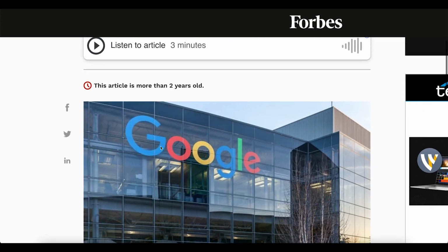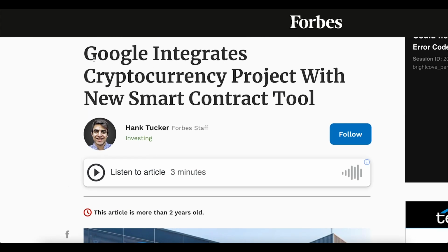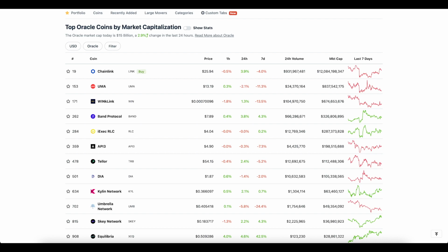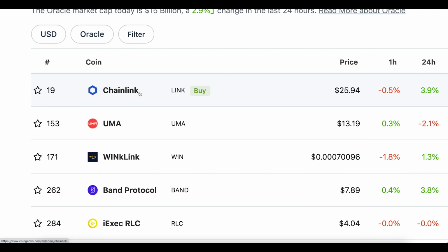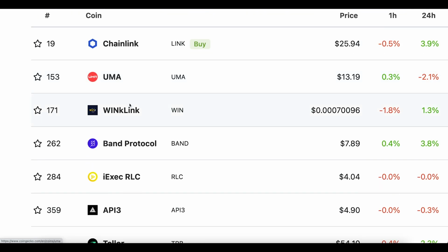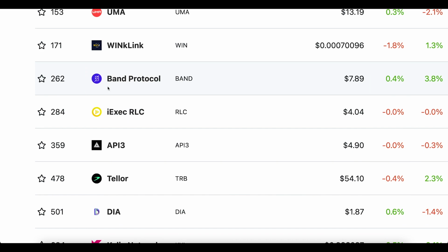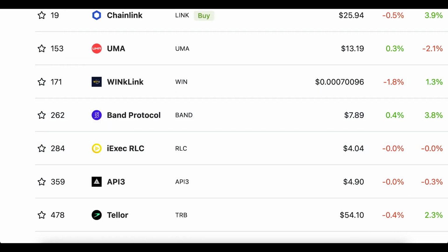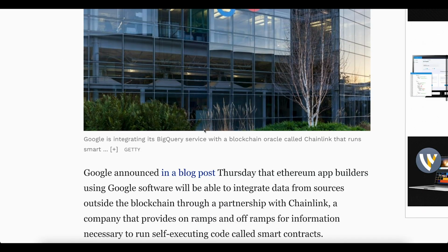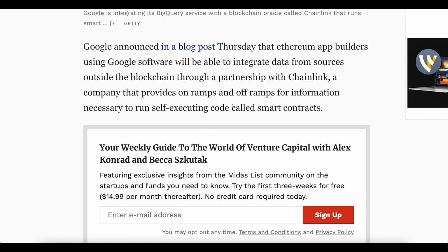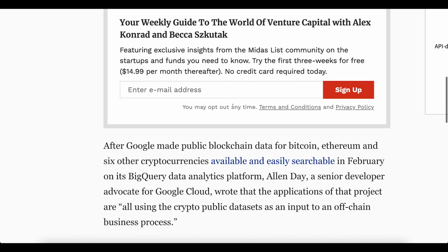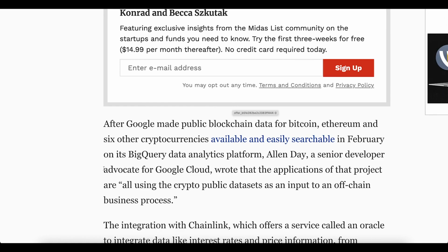Now back in 2019, Google said that Google integrates cryptocurrency project with new smart contract tool. So if you go here and write in top Oracle coins by market capitalization, you're going to see that the first one is Chainlink. The leader is Chainlink. We have Band as well, which is a good project and is used by Google as well. So why did Google use it? The technical part is that Google has big data and cloud services and all those kinds of things. So they're using Chainlink as their platform for its BigQuery data analytics platform, right?